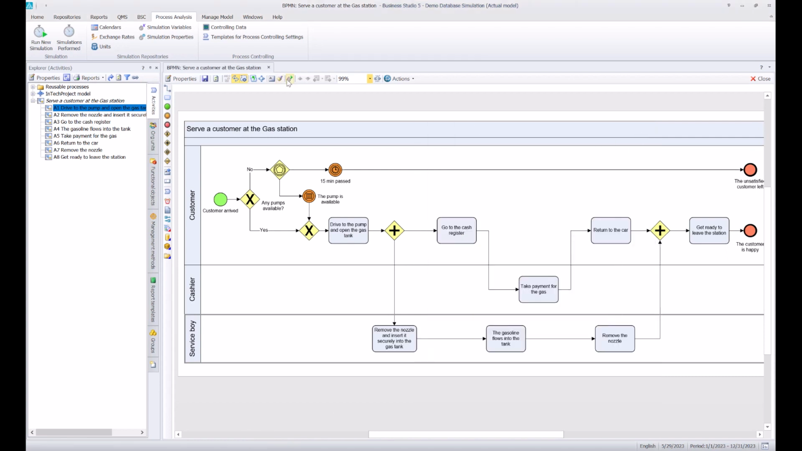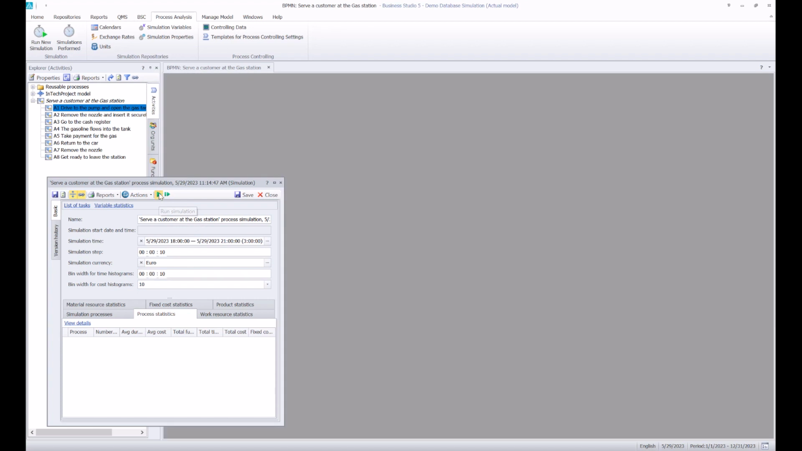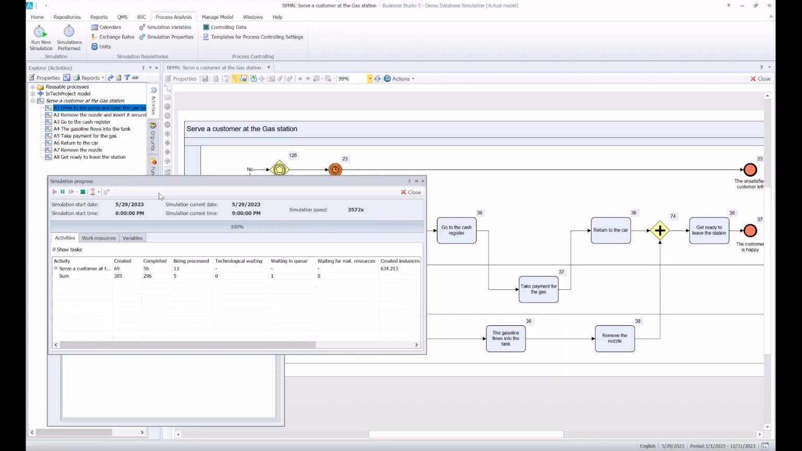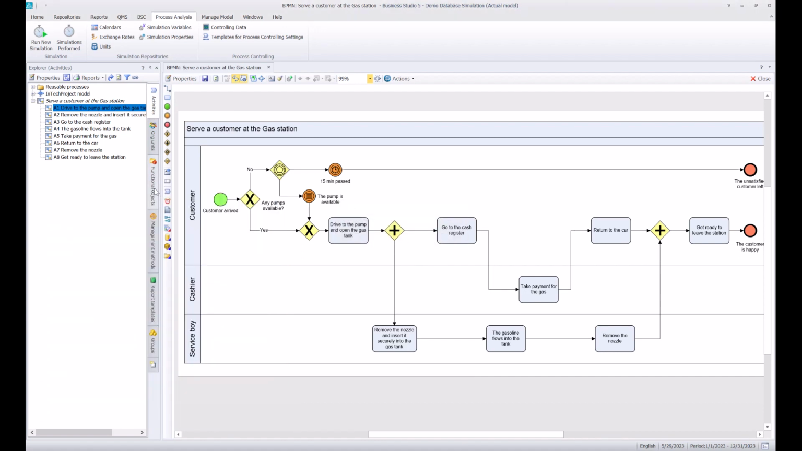The fact that the service boy appeared at your gas station definitely increased the attractiveness of your gas station for the customers. But you see that still lots of customers leave your station unsatisfied. Let's try something else. For example, let's increase the number of pumps up to 6.